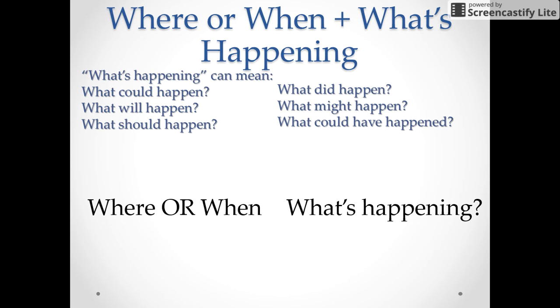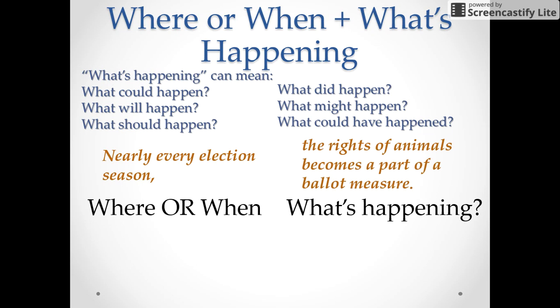Another one, the where or when and what's happening. So there's a lot of different ways for what's happening, what could happen, what will happen, what should happen. So an example of this would be the where or when. Nearly every election season, so that would be the when, the rights of animals becomes a part of the ballot measure. That's what's happening, okay?